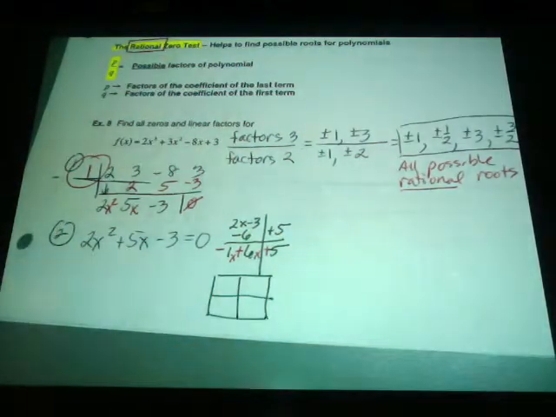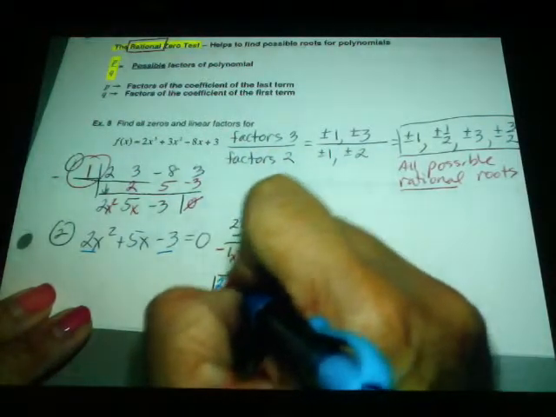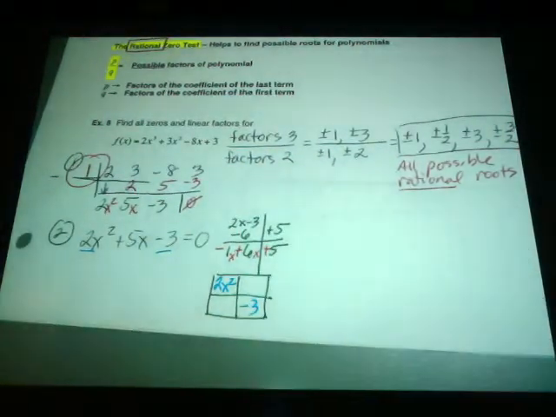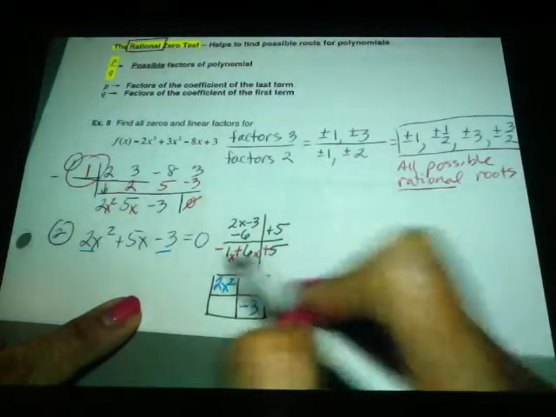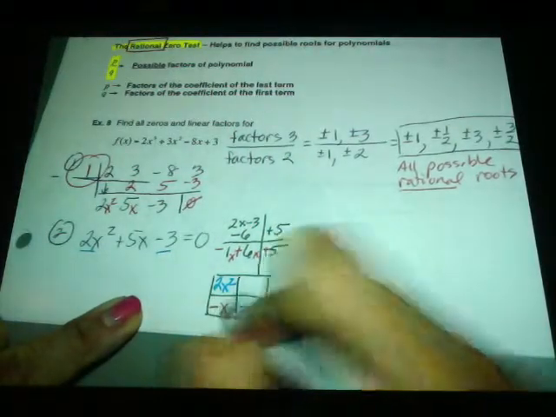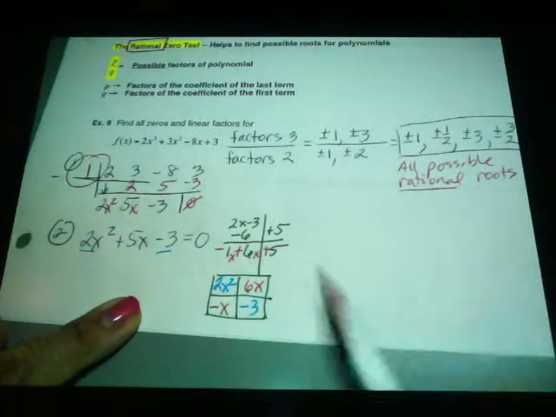So take your bookends, the 2x squared and the negative 3, and put them on the first diagonal. Then on your other diagonal, you're going to put your 2 middle terms that you just came up with, a negative x and a positive 6x. Remember that these ones in red are the ones that carry the sign.